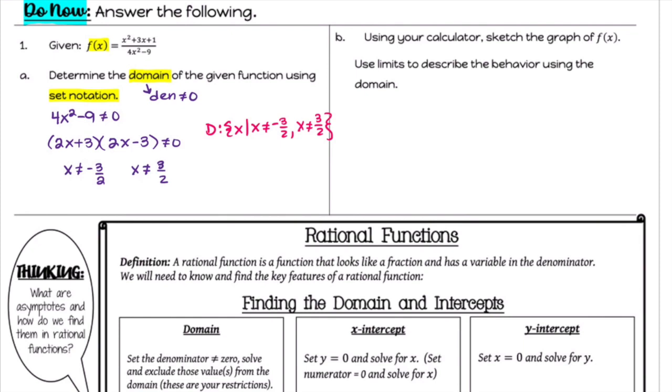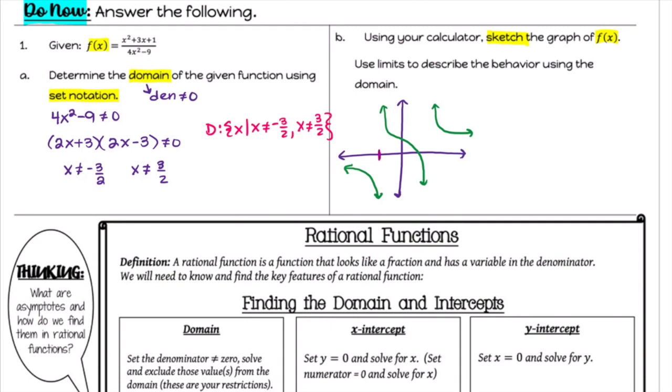Part B wants us to use our calculator to sketch the graph of f of x. So all we're going to do is input this f of x into our calculator and just look at how the function is shaped. On your graph, you should see something that looks like this. It's not going to be as accurate because we're sketching this, but there's going to be one important thing.